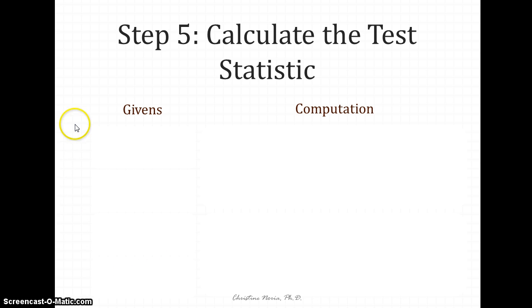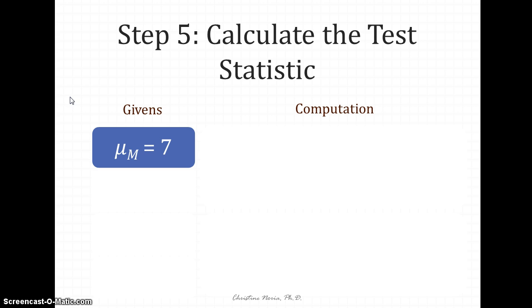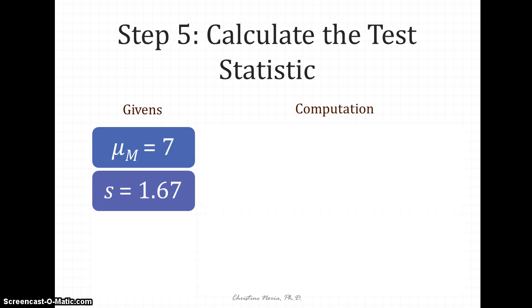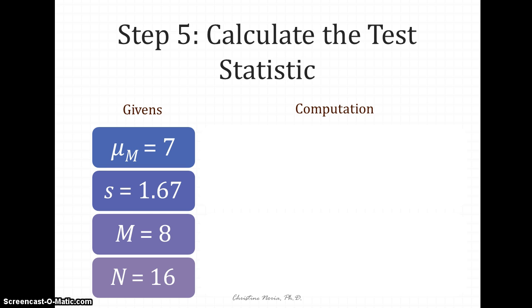Calculating the test statistic. So let's list out the givens in this particular scenario. We know that the mean of the distribution of means is 7, based on Miller's research. We also know that the standard deviation that we've estimated for the population is 1.67. The mean of the sample, our statistics students, is 8. And the number of statistics students we had in that sample was 16. So let's go ahead with the computation.